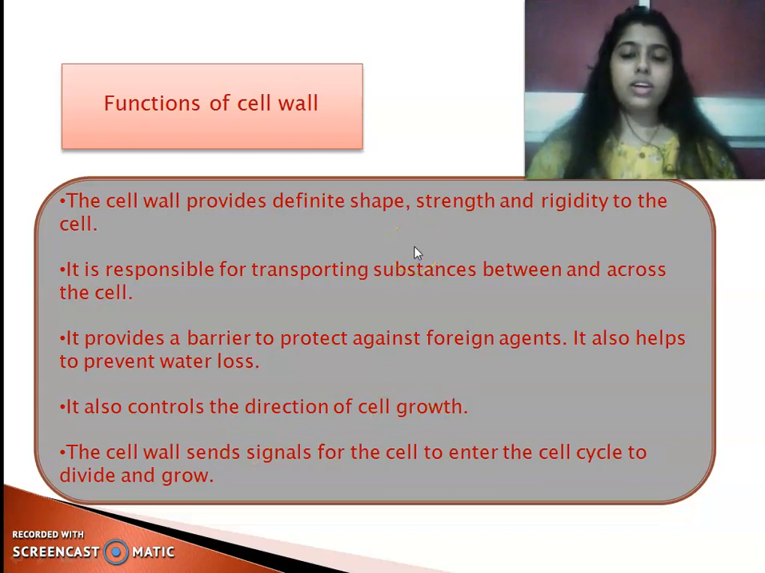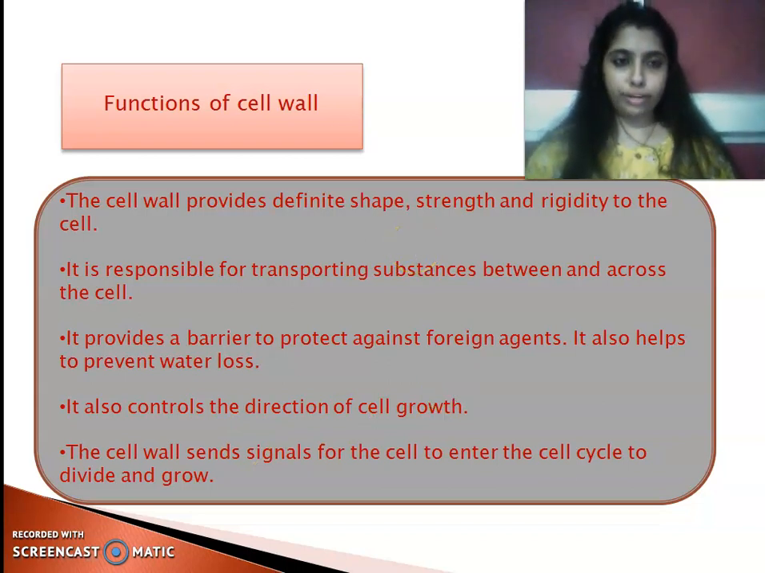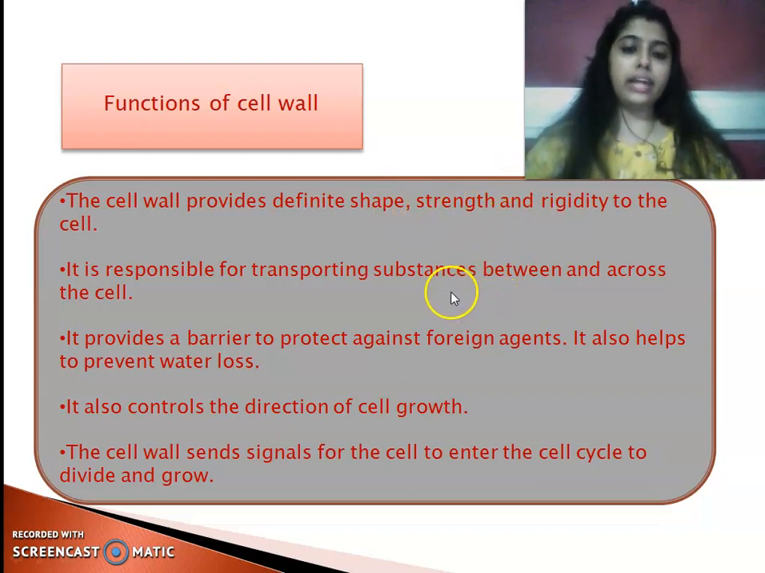Functions of cell wall. The cell wall is having different types of protective functions. It also provides the cell proper strength and rigidity. It protects the cell from any type of bacterial or fungal infections. Then it helps in the growth and development of the cells. You can see the cell wall provides definite shape, strength and rigidity to the cell. Then it is responsible for transporting substances across the cell. That is, it also helps in the transport of different types of molecules across the cell.